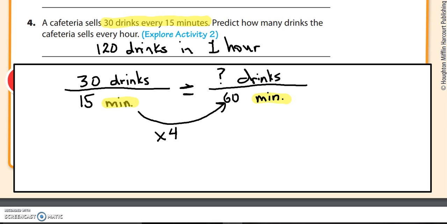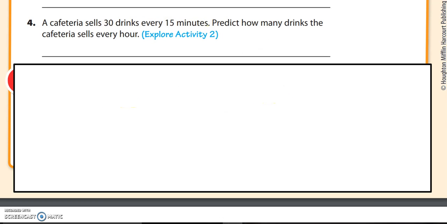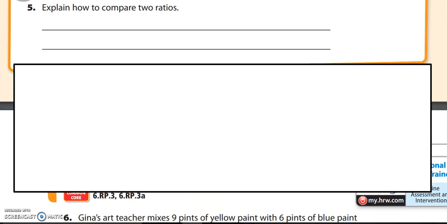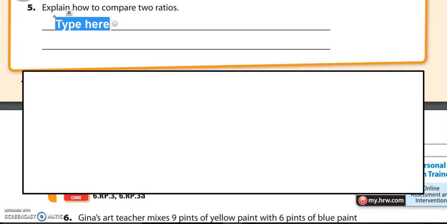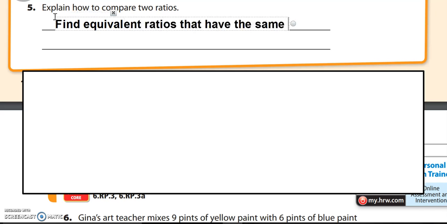Alright, final question. Explain how to compare two ratios. Well, there's various ways to do this, but ultimately what we want to do here is kind of like what we've done in those tables a couple times. We would like to find equivalent ratios that have the same second term, then compare the first terms.